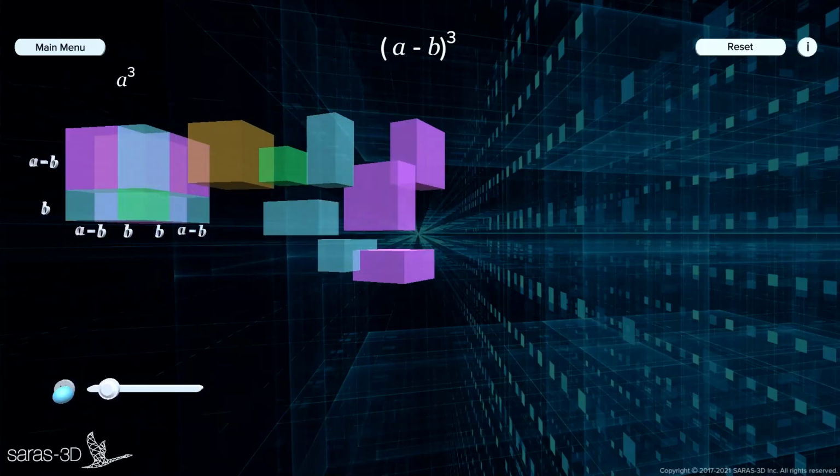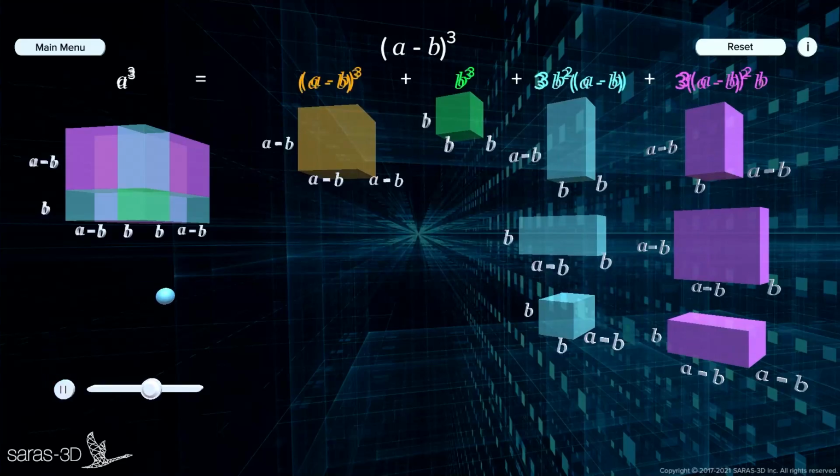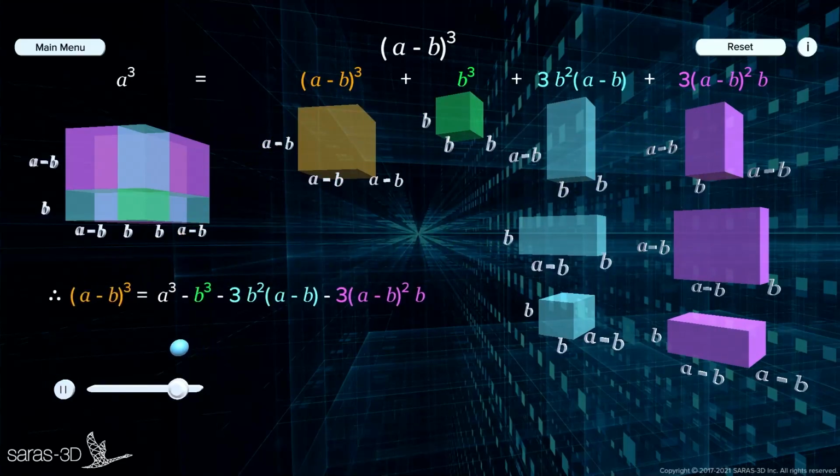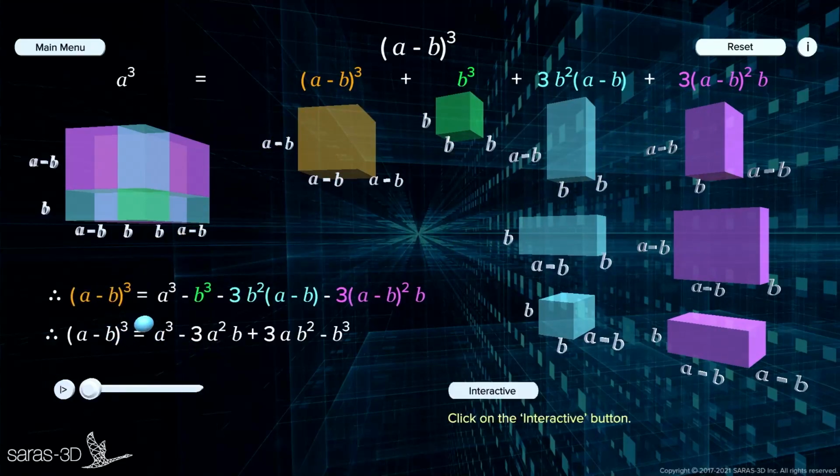Here we have separated out all the components. Now we are interested in finding the value of a minus b the whole cube, and the left hand side is a cube. That is why, when we separate out the components, this cube will have the dimensions a minus b, a minus b and a minus b. So the volume of this cube will become a minus b the whole cube. The volume of this cube whose dimensions are b, b and b will be b cube.